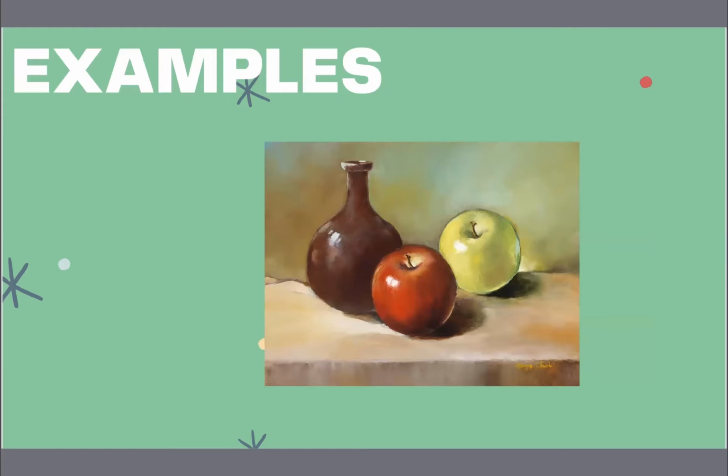Another example, as you can see here, it looks like the light. Can you tell where the light is projecting from? Yes, it is projecting from the left side. As you can see, the highlight is on the left side of every object on the table, and the shadow is falling on the right side.